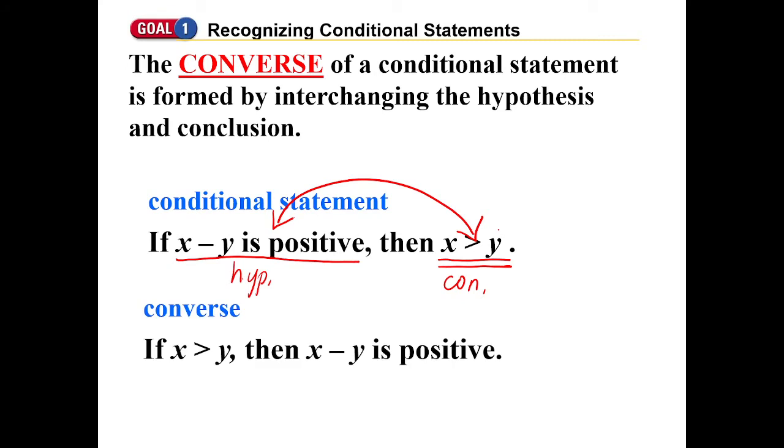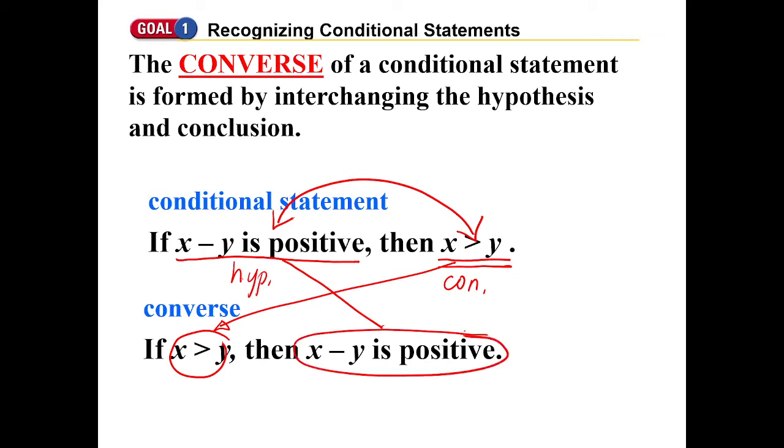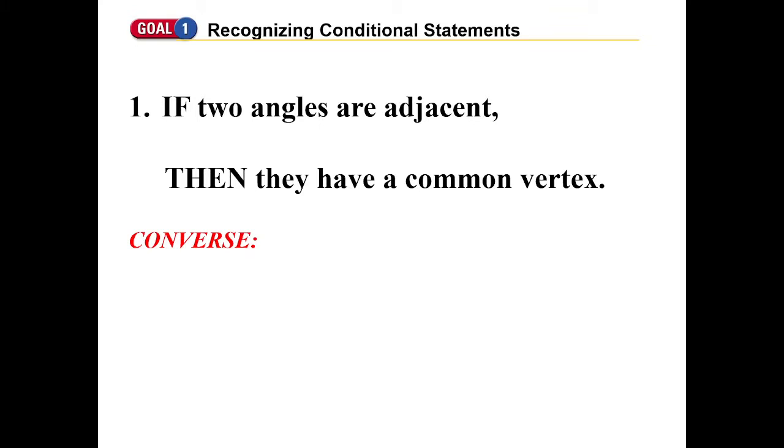So therefore, the answer is this. Look, the conclusion moved to the if. The hypothesis moved to the then. That is what we call the converse. Let's have examples. Who can give me the converse of this? If two angles are adjacent, then they have a common vertex. Go on.